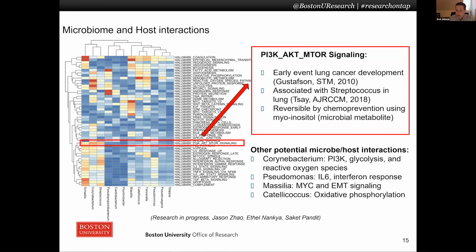Next click, please. And from this analysis, we've looked at these other mechanisms here. For example, Corynebacteria is also associated with PI3 kinase or glycolysis or reactive oxygen species, for example. And so these are all potential cancer-driving mechanisms that are associated with microbes. And so we're in there studying that.